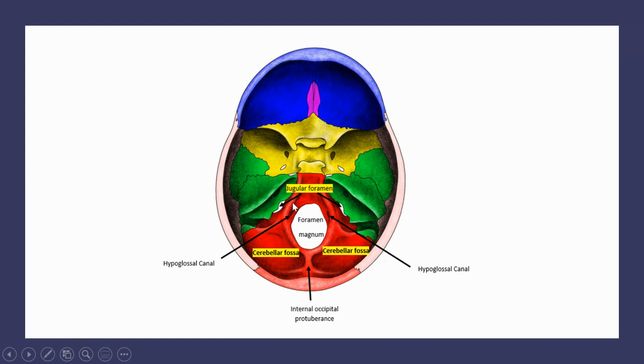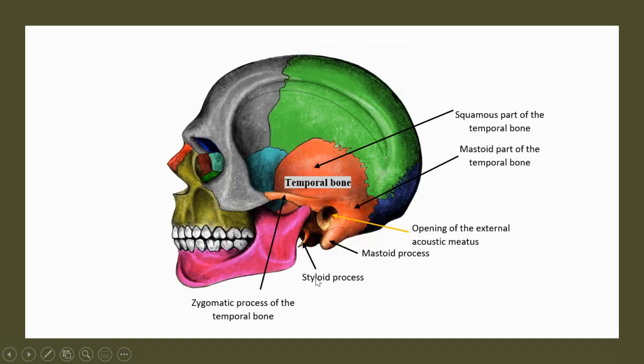the spinal cord travels through, the jugular foramen, which is the foramen that the jugular vein travels through, also the cerebellar fossa or the posterior fossa, and the hypoglossal canal that the hypoglossal nerve travels through, and the external occipital protuberance. Now here's the temporal bone.